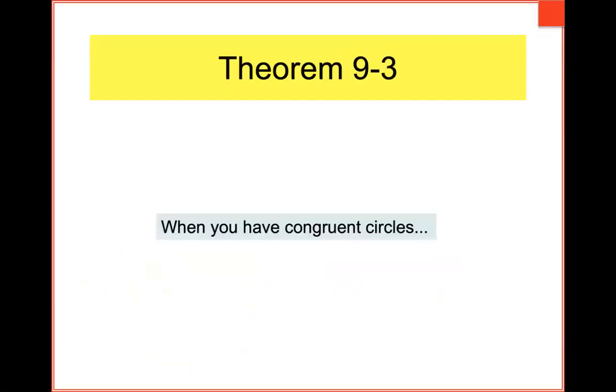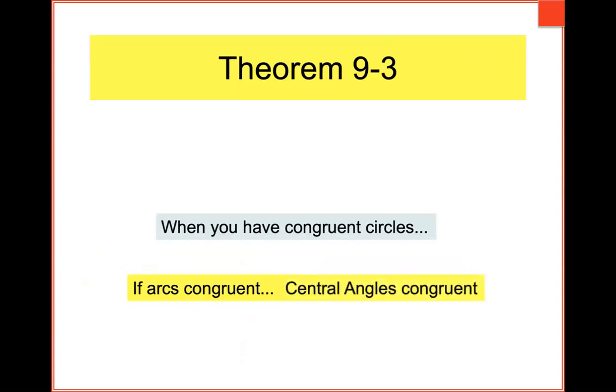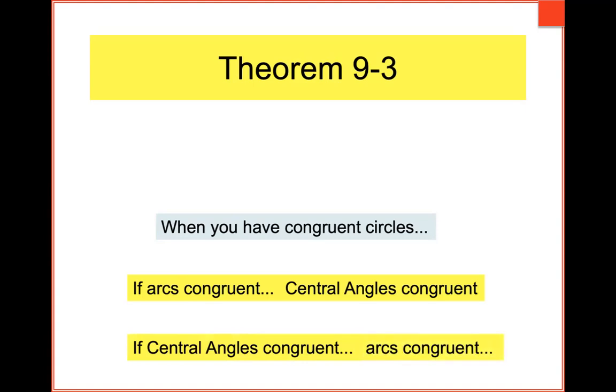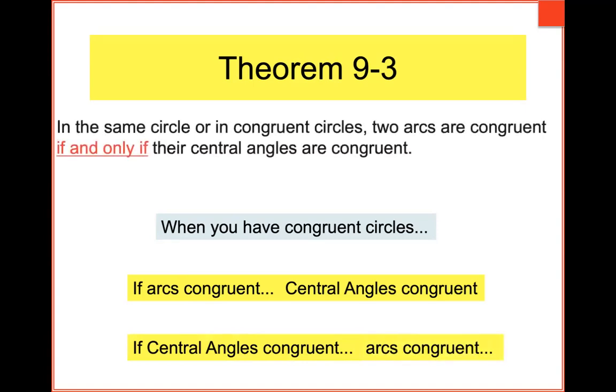All right, so lastly, we talked about congruent arcs, and we'll finish up with a theorem. The theorem says this: when you have congruent circles, so now we're going to make the stipulation that the circles are congruent. Theorem 9.3 says this: when you have congruent circles, if the arcs are congruent, then the central angles must be congruent. And now this is going to be biconditional. So remember this is for congruent circles: if the central angles are congruent, well then the arcs are congruent.